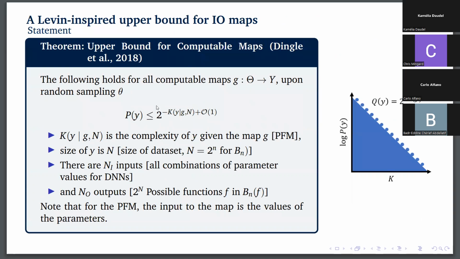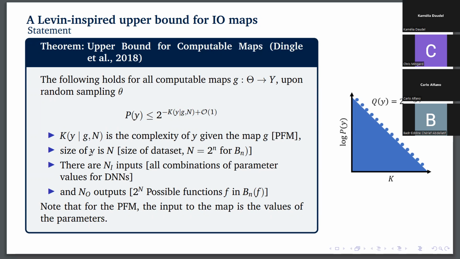This comes from Kamal, who is again in Ard's group even before Guillermo, who showed that the following holds for all computable maps, including parameter function maps, upon randomly sampling whatever parameters. You can say that the probability of some output y is going to be less than 2 to the minus Kolmogorov complexity of y, given your map G and the number of input points n, plus an order 1 term. So for us, the map G would be the parameter function map.